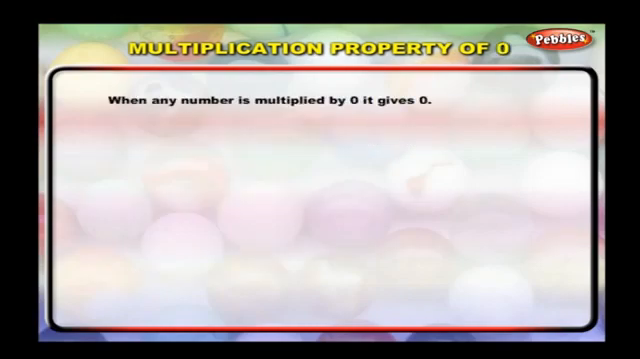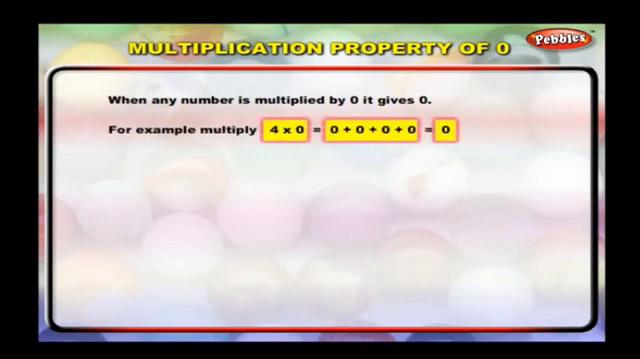When any number is multiplied by 0, it gives 0. For example, 4 into 0 is equal to 0 plus 0 plus 0 plus 0, which is equal to 0. Similarly, 10 into 0 is equal to 0, and so on.